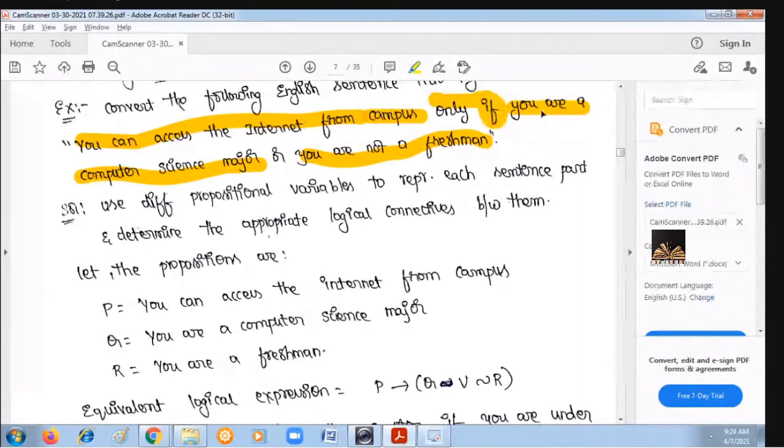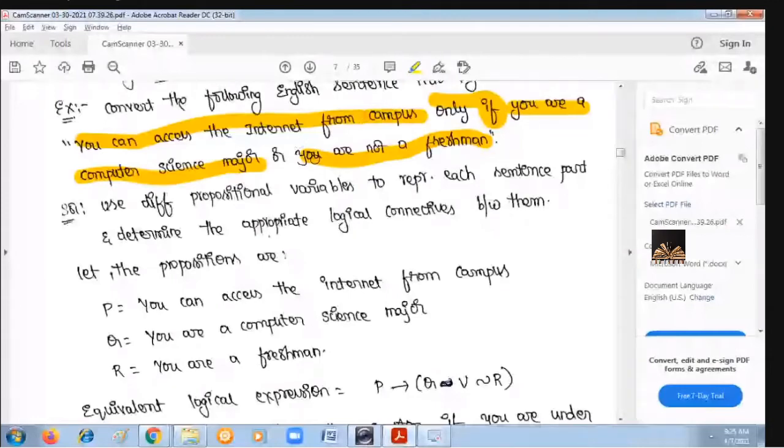What is the condition to be satisfied? You should be a computer science student or you are not a freshman. So any one of these conditions should be satisfied. That means this can be true. This first statement is true if the second statement is true. It is something like an if-then statement.